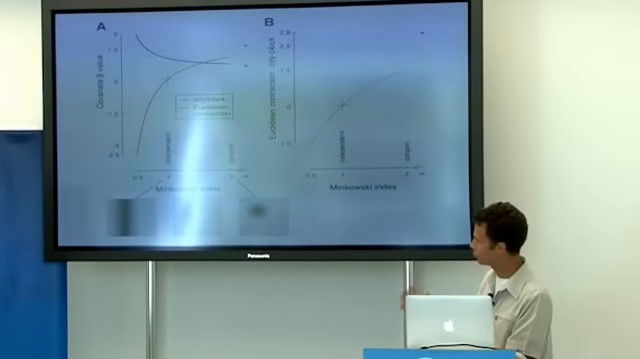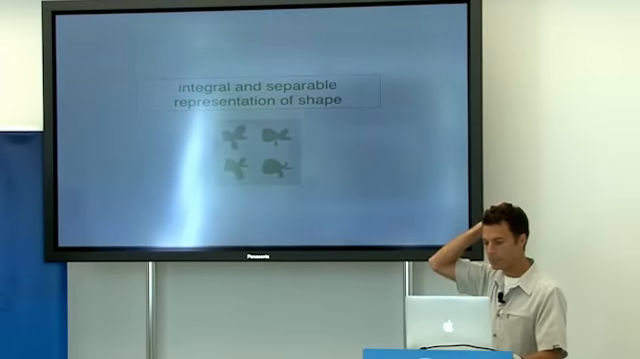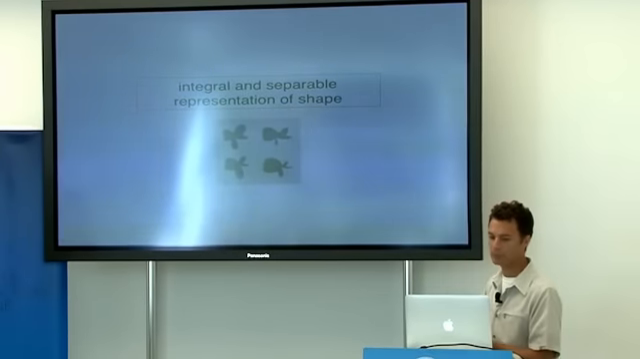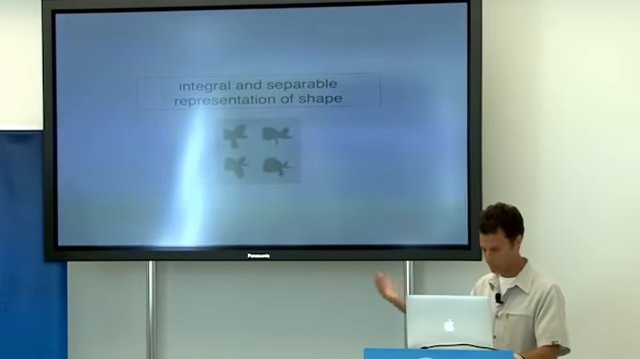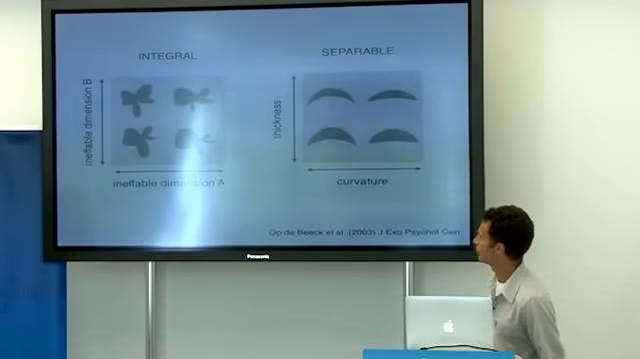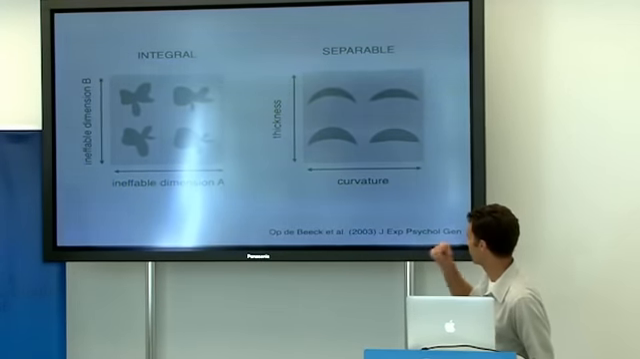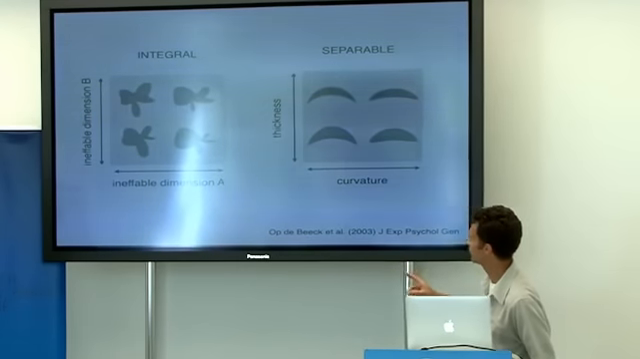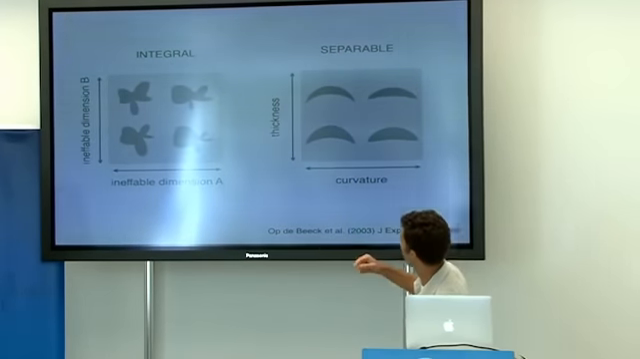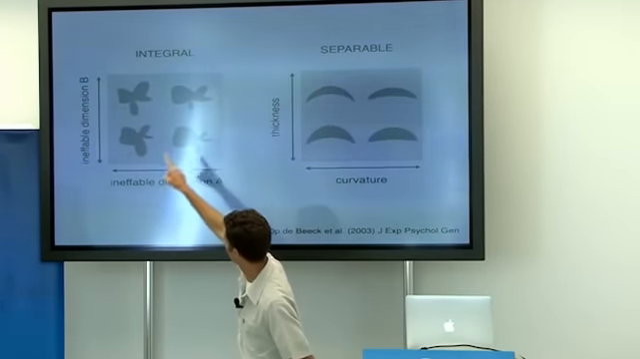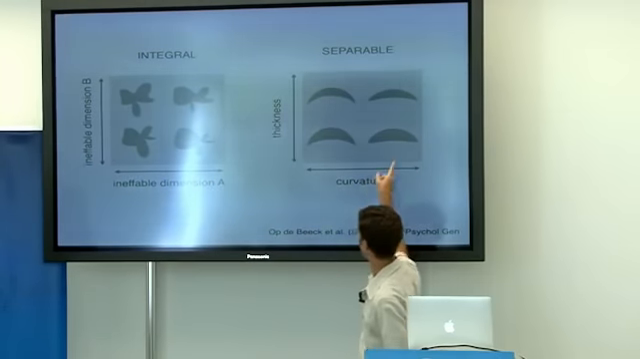Okay, so how conjointly or independently tuned are the neurons? One application of this that we've tried is for the integral and separable perception of space, of two-dimensional closed contours. So those shapes that I showed before, they come from a particular source. Hans Op de Beeck, back in 2003, showed with some behavioral studies that you can create sets of shapes where the dimensions are either integral or they're separable.